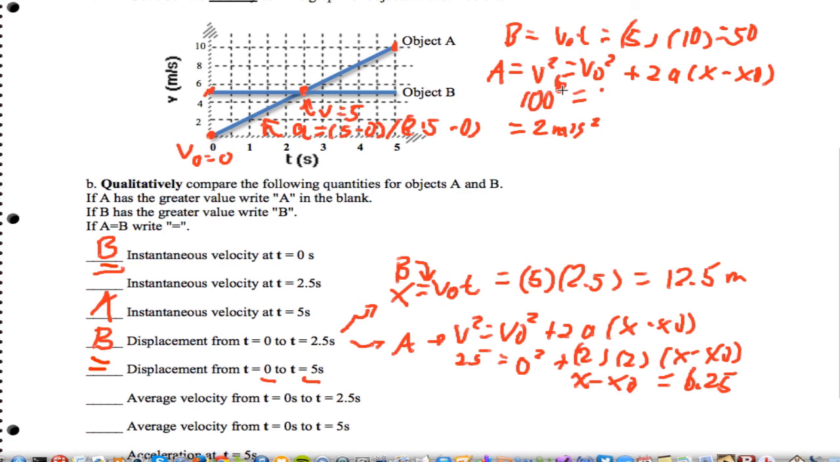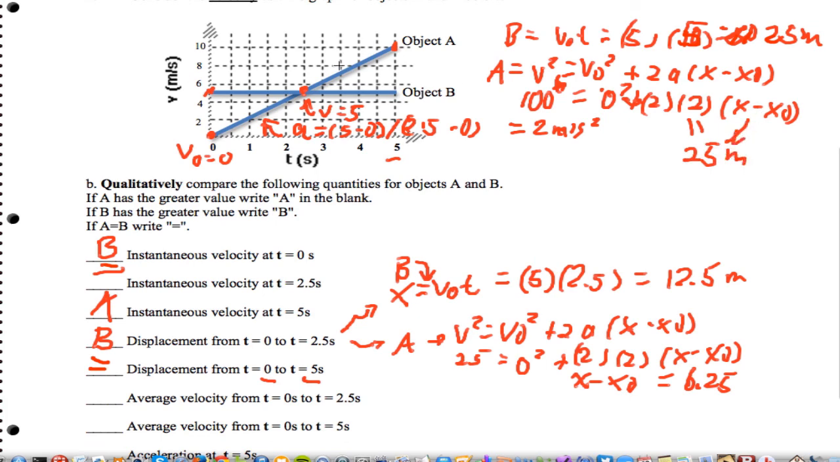And this ends up being 10 squared, which is 100, equals 0 squared plus 2 times, and I'm sorry, this is not over 10 seconds for B. It's over 5 seconds, so I get a displacement of 25 meters. I apologize for that. This is 5 seconds, not 10. So 100 equals 0 squared plus 2 times the acceleration, which is 2, times the displacement. And I also get a displacement of 25 meters for object A, so they end up being equal.